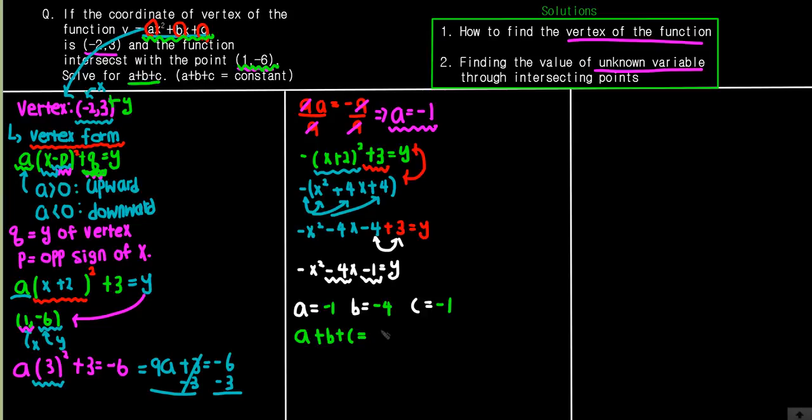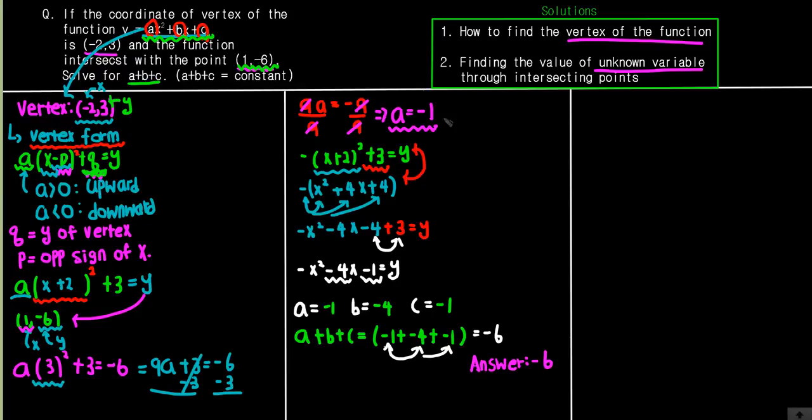a plus b plus c is negative 1 plus negative 4 plus negative 1. If we finish our calculation, negative 1 minus 4 will turn to negative 5, and then minus 1 will turn into negative 6. So we can say that our answer for this question is going to be negative 6.